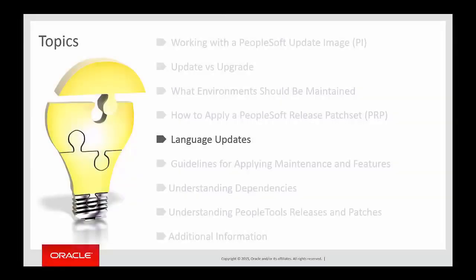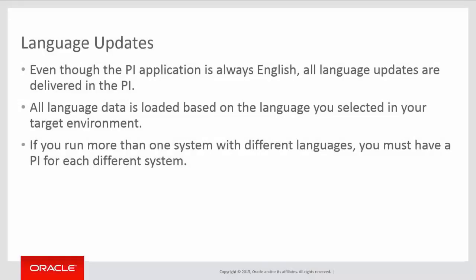A couple of thoughts about applying language updates. The application running in the update image is always English, but you can use it to apply language updates. Language updates are delivered as files and are either included in the update image or in a subsequent update image. This has the benefit of allowing customers to apply critical program fixes in the base language and adding non-critical language components in a later release.